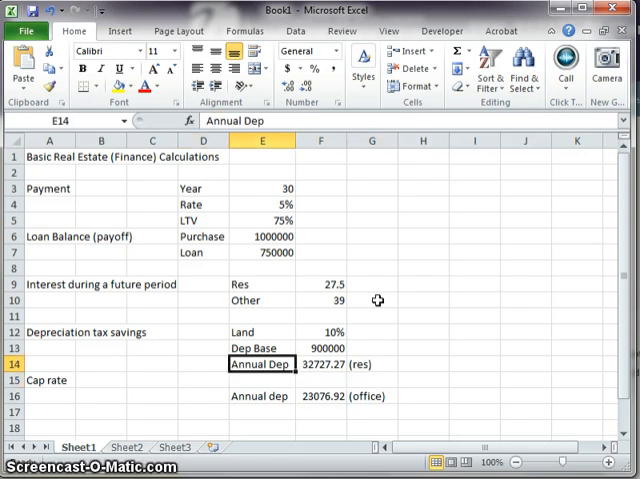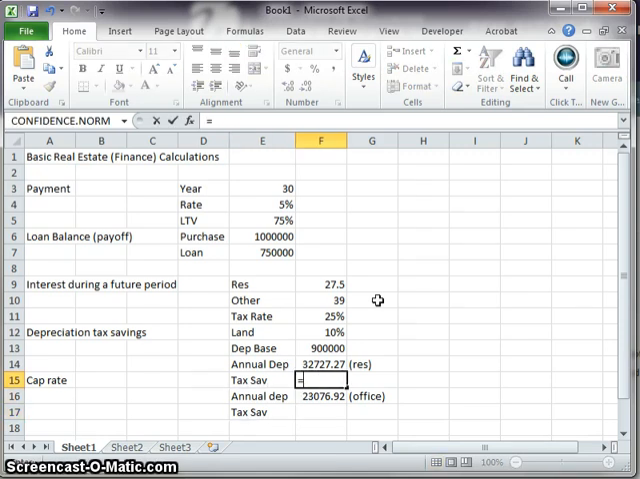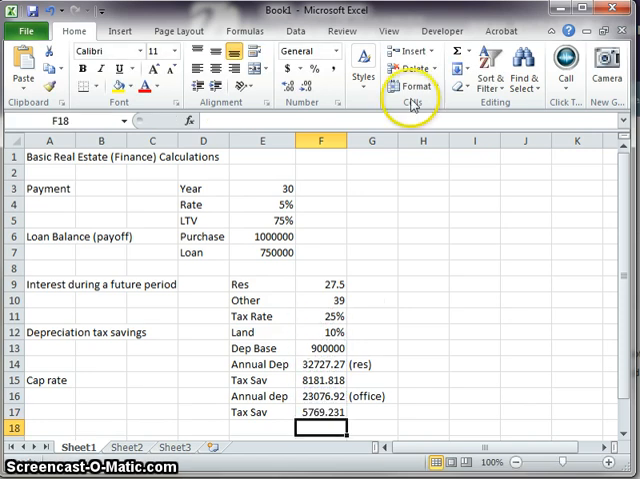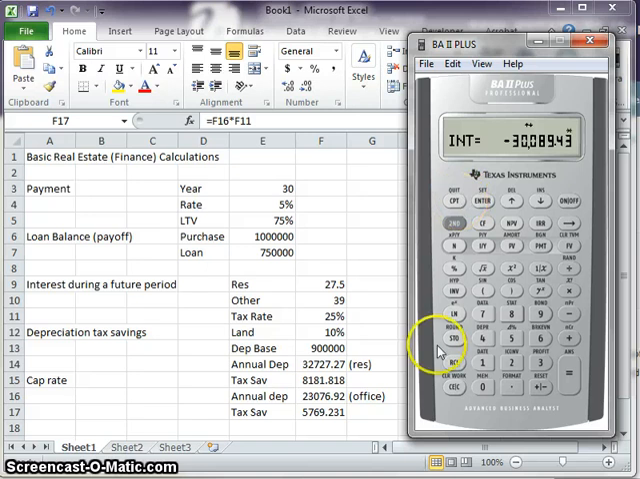Well, how much tax is that going to save us? That just depends on the marginal tax rate of the individual or the business. So if my tax rate is 25%, then I'm going to save 25% of my taxes. I'm going to be saving 25% of this depreciation amount each year. So my tax savings is simply the annual depreciation times the tax rate. And we'll do that here for the office. My tax savings for a residential building, an apartment building, for example, would be about $8,200 a year. And my tax savings if this same thing were an office building would be about $5,769 per year.